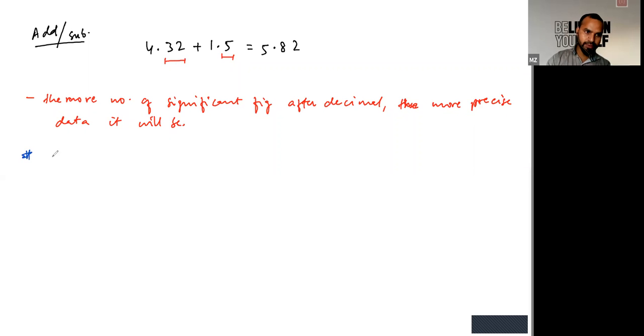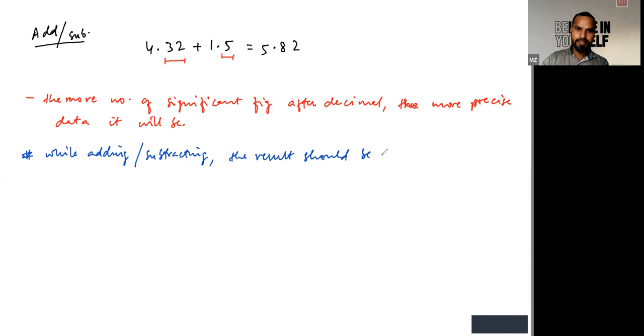So according to the rule, while adding or subtracting, the result should be reported in the least precise data related to input.